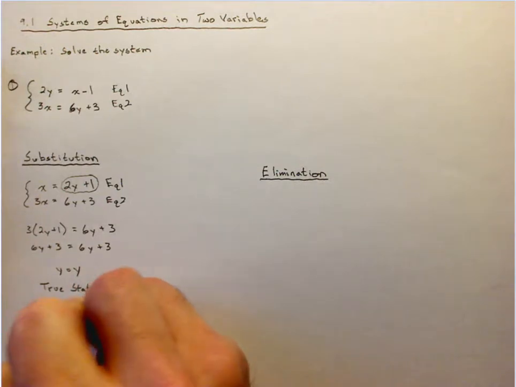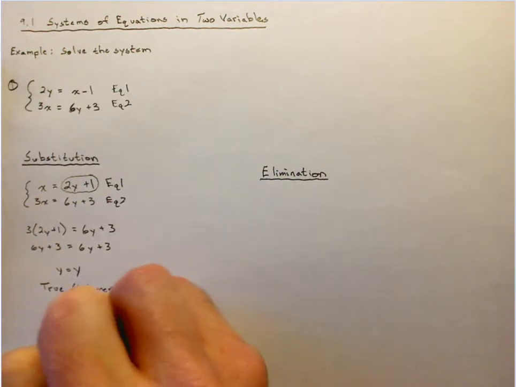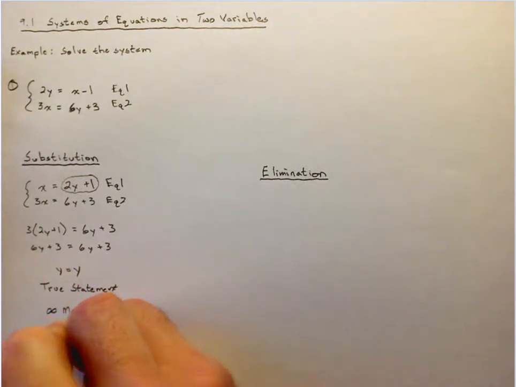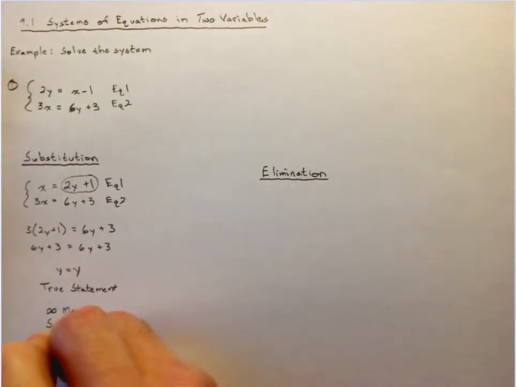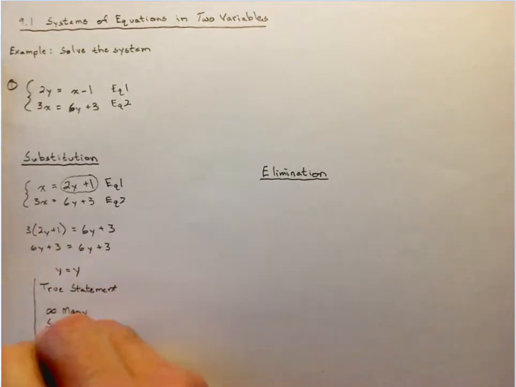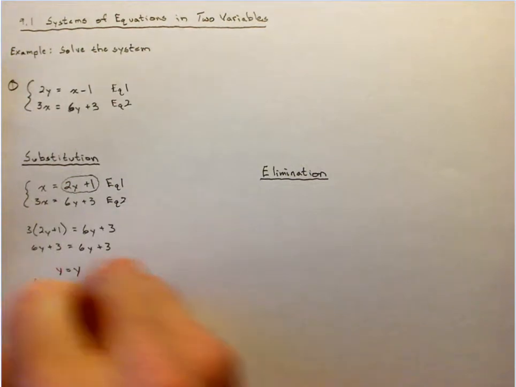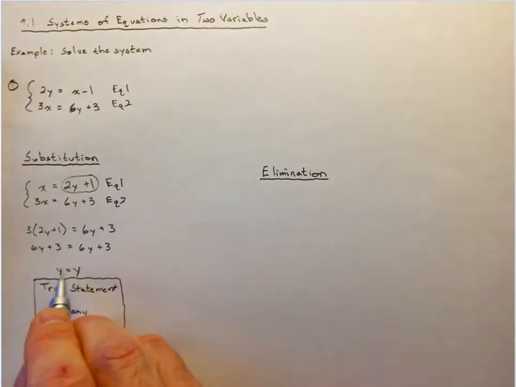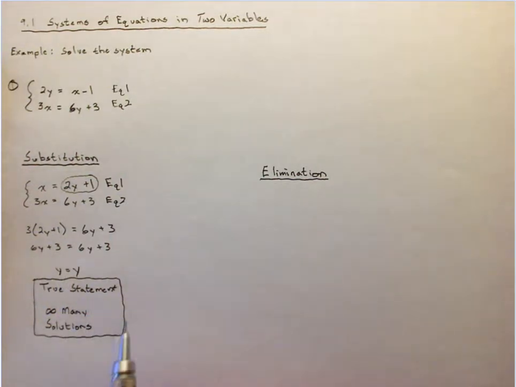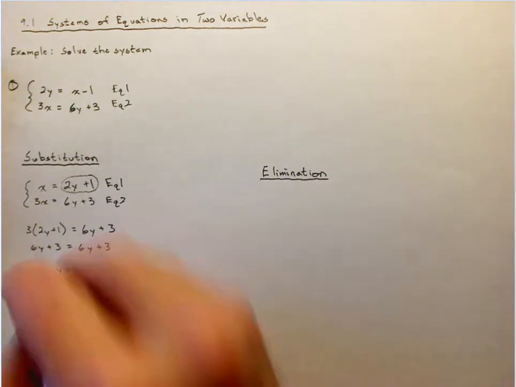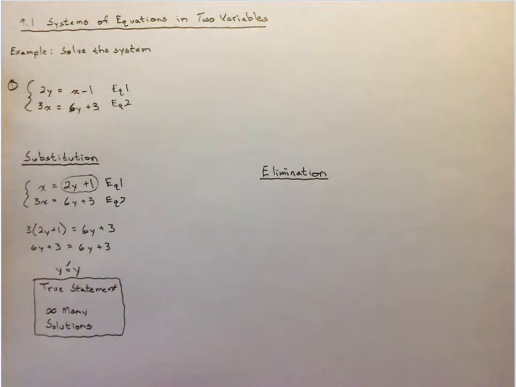Y equals y. If it is a true statement, and I'm going to abbreviate here, I'm going to say infinitely many solutions. That's what I got from substitution. I couldn't go beyond that. Once I have y equals y, that's where you know, okay, or it could be a number, it could be 2 equals 2, but as long as it's a true statement. Well, let's try elimination.